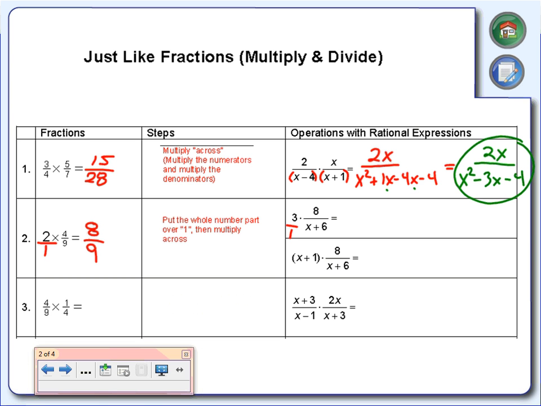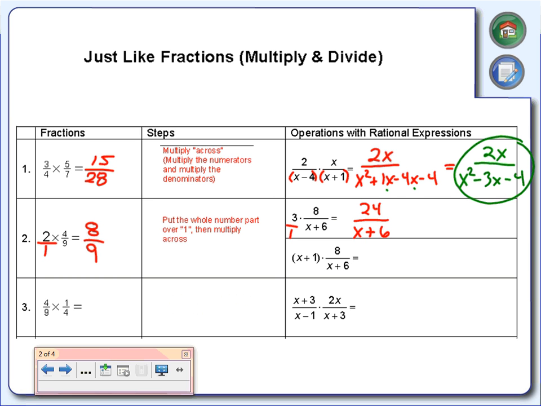From here, it's just a matter of multiplying straight across. So if I multiply the numerators, 3 times 8 would be 24. Anybody know what you get when you multiply 1 times x plus 6? X plus 6. And there you have it. That's the answer when you multiply 3 over 1 times 8 over x plus 6.